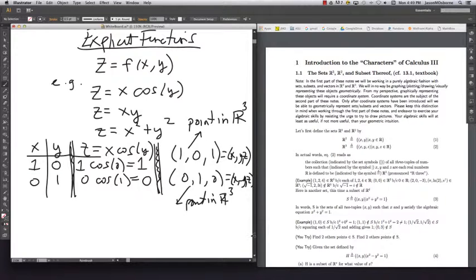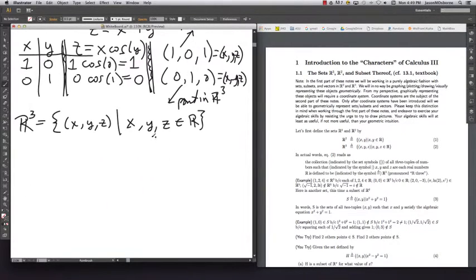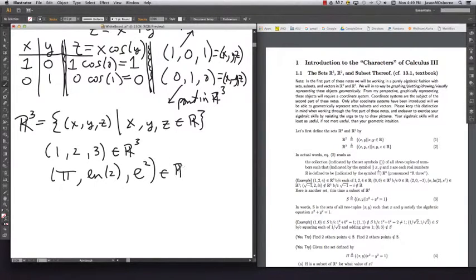One of the things that we'd like to talk about here is that R3 is the set of all points x, y, and z such that the values x, y, and z are in the real numbers, meaning any numbers x, y, z that you pick, like 1, 2, 3, is in R3 because 1, 2, and 3 are real numbers. You could pick pi, log of 2, and then e squared. That would also be in R3.